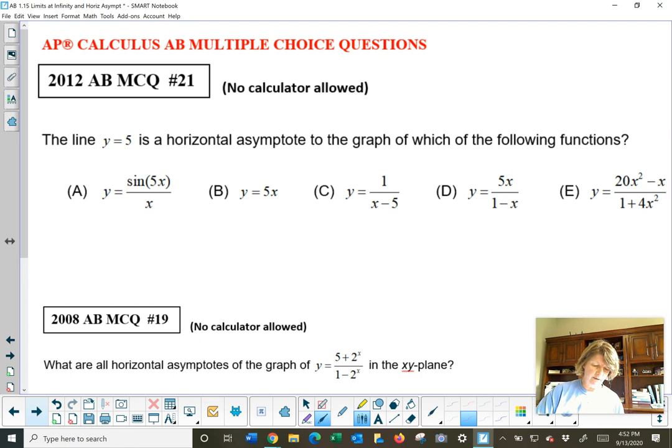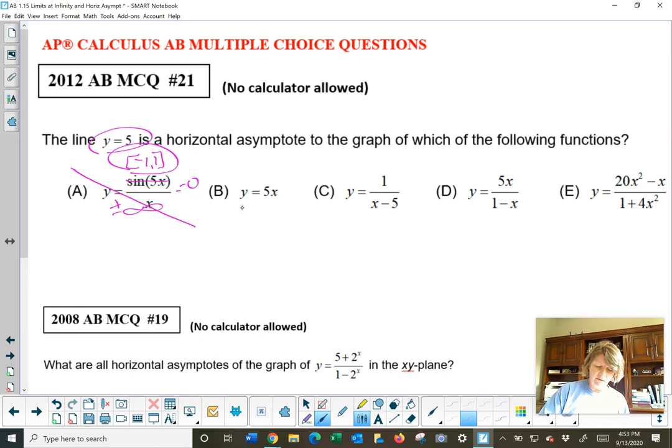This is from the 2012 AP, multiple choice question, no calculator. The line y equals 5 is a horizontal asymptote to the graph of which of the following functions? Whew, what will it be? Well, this one here, this still is bounded on its range, isn't it? Sine of 5x only affects the period, how quickly it cycles through. So it's still ranging between -1 and 1. The bottom's growing to infinity, negative or positive. This thing's going to 0. So y equals 5 is not the horizontal asymptote.